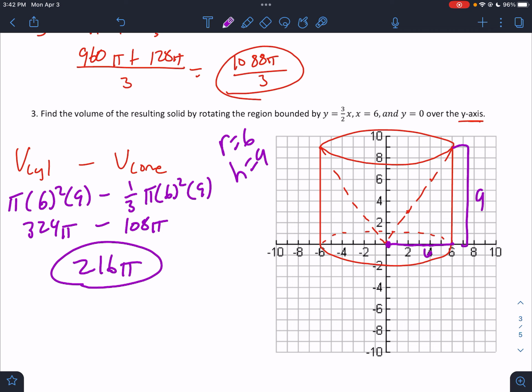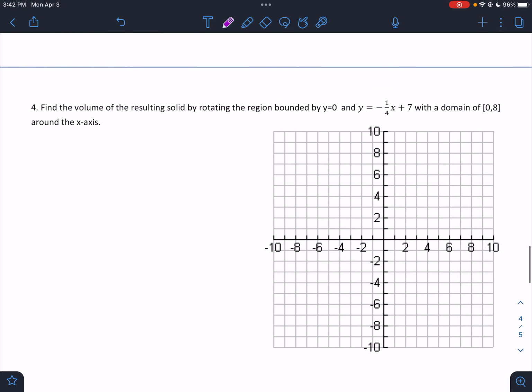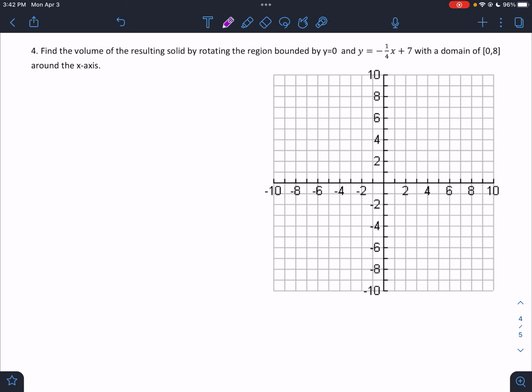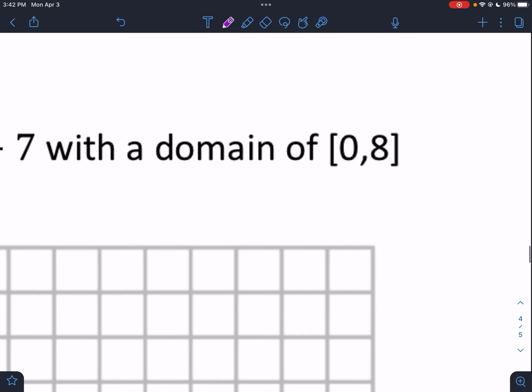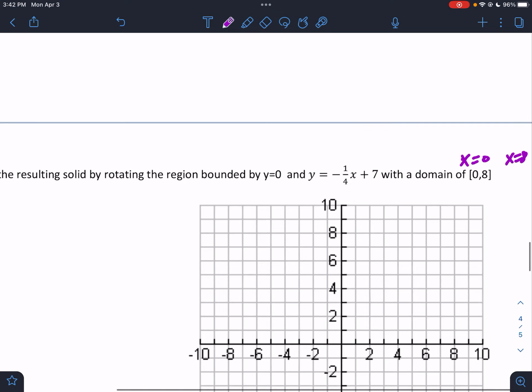All right, that's that entire problem. That's done. Moving on. Find the volume of the resulting solid by rotating the region bounded by y equals 0 and that graph from 0 to 8. That's a domain again, so it's like saying x equals 0 and x equals 8.